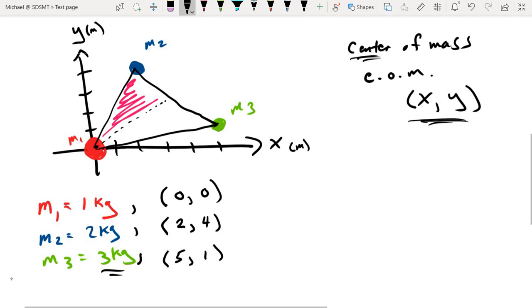Then we're going to try that same trick starting at mass 2. We'll draw a bisector line through the triangle and ask the same question. Which side of that bisector should the center of mass be on? And again, it should be closer to mass 3 because mass 3 is bigger than mass 1. So this portion is out, and I'm going to fill in some more of that there.